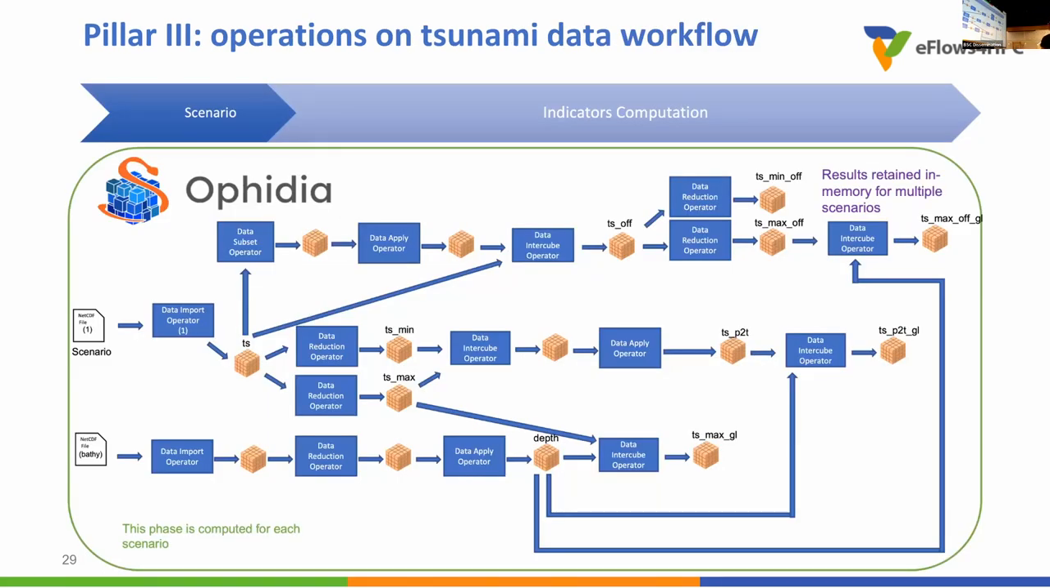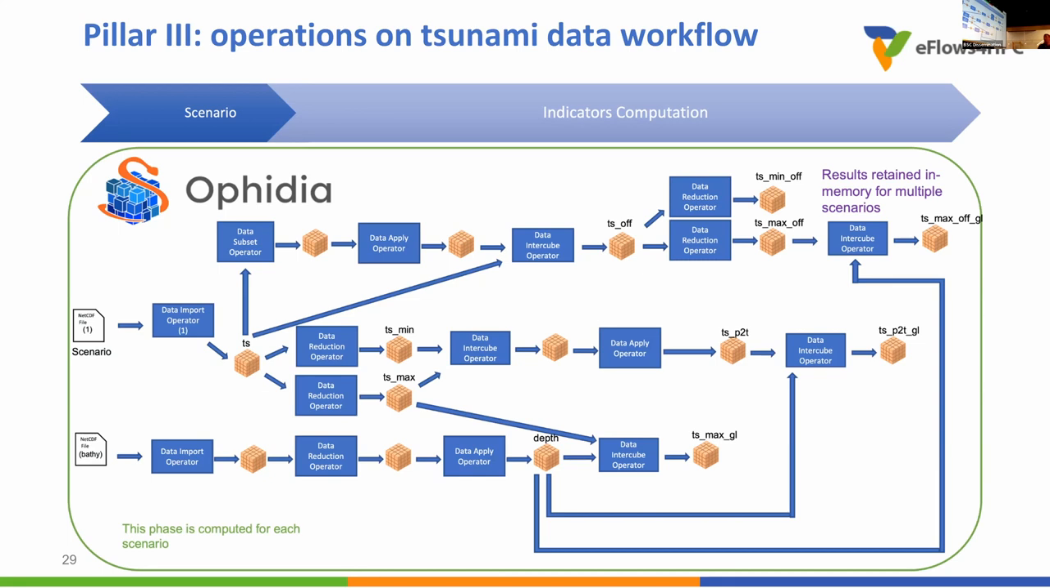The second workflow concerns the operations to be computed for the tsunami workflows. In this case, we start from some data produced by the tsunami simulation, this scenario file. And this is run for each scenario computed by the simulation. Again, in this case, we have these blue boxes, which represent the Ophidia operators, which can be run concurrently and in parallel. Also in this case, we exploited PyCOMPSs to run concurrently the blocks which are independent.